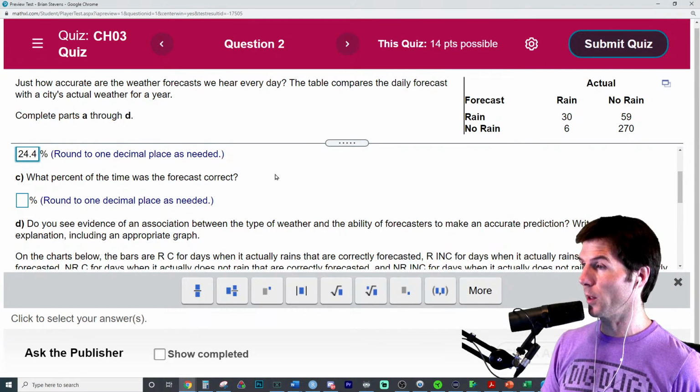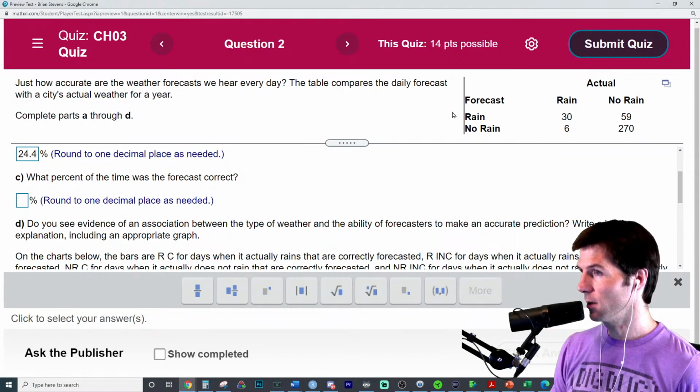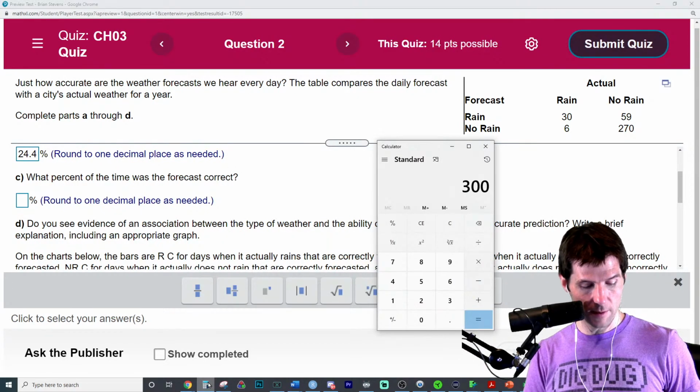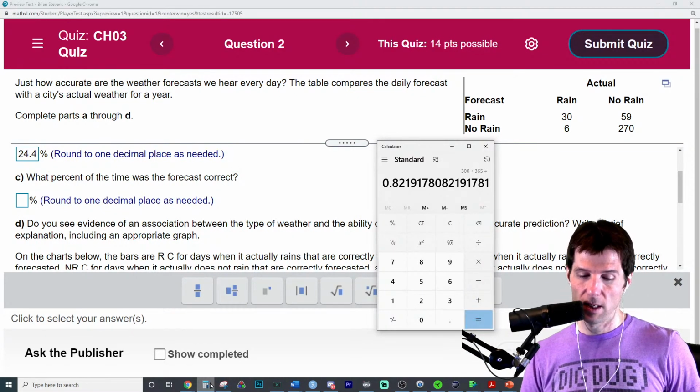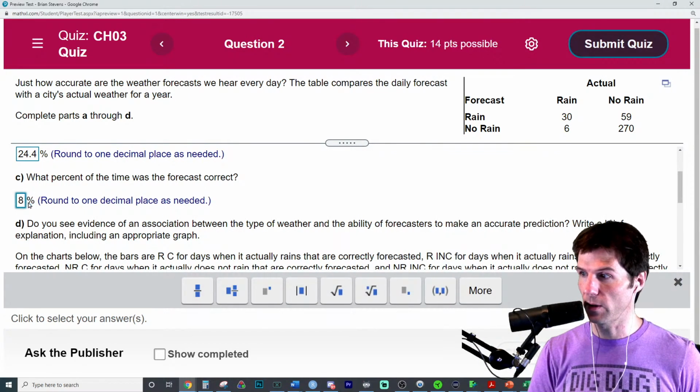What percent of days was the forecast correct? Now, this one catches people off guard because when the forecast is correct, it's when they predict rain and it actually does rain, or they predict no rain and it actually doesn't rain. So that's 300 divided by 365. And that is the percent of time the forecast was correct, 82.2, as long as I've done all my rounding correctly.